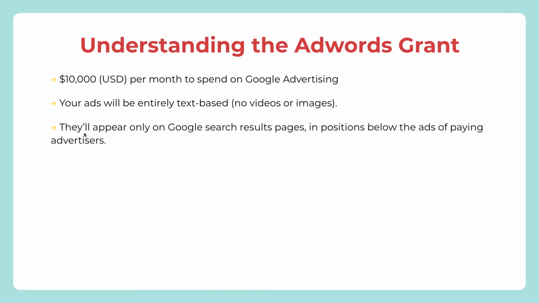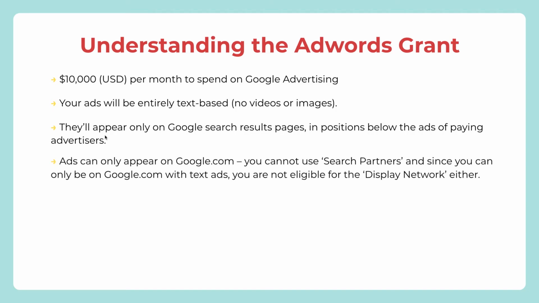They'll appear only on Google search result pages and in positions below the ads of paying advertisers. And ads can only appear on google.com. You cannot use search partners, and since you can only be on google.com with text ads, you are not eligible for the display network either. Now, I see a lot of people get stuck on this point when they set their account up. Obviously, in our video tutorial, we'll show you exactly where that is, but it's always a good point to note.